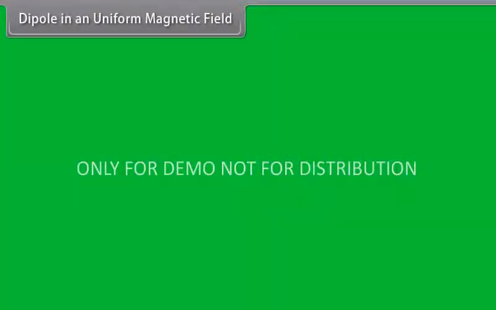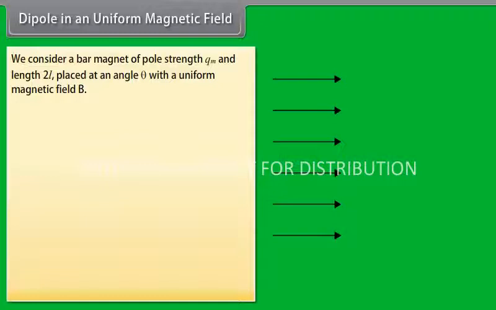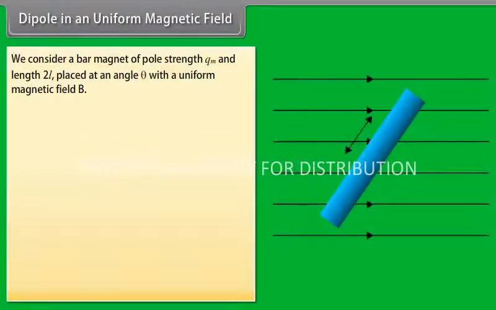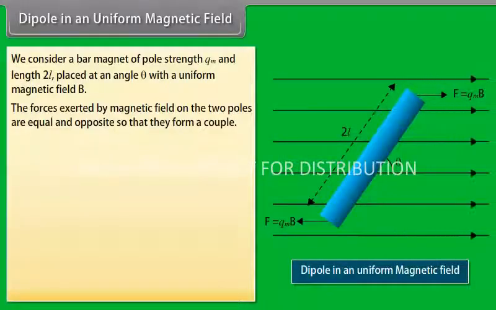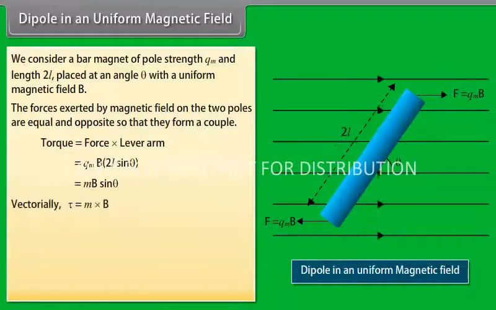Dipole in a uniform magnetic field. We consider a bar magnet of pole strength Qm and length 2L placed at an angle theta with a uniform magnetic field B. The forces exerted by the magnetic field on the two poles are equal and opposite so that they form a couple. Torque is equal to force times lever arm. By putting the values in the above equation, we get the value of torque equal to mB sin theta. Vectorially, it is represented as tau equals the cross product of m and B.